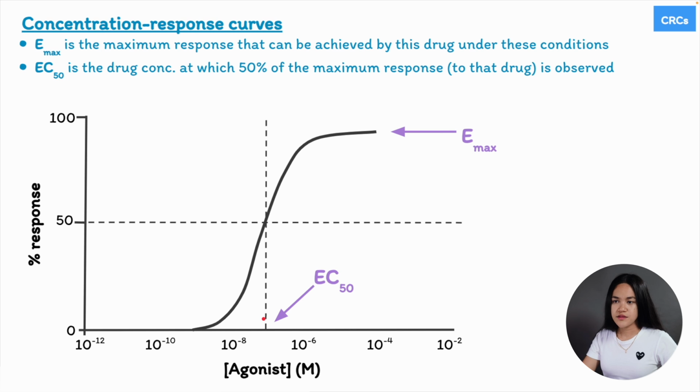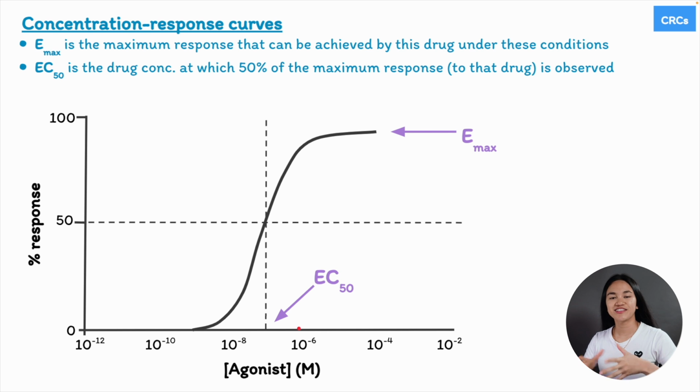Another thing to note is that the EC50 does not equal 50% of the maximum response itself. The EC50 is the concentration of the drug that produces 50% of the maximum response. It represents a concentration value obtained from the x-axis of the graph, not the percentage of the response itself.